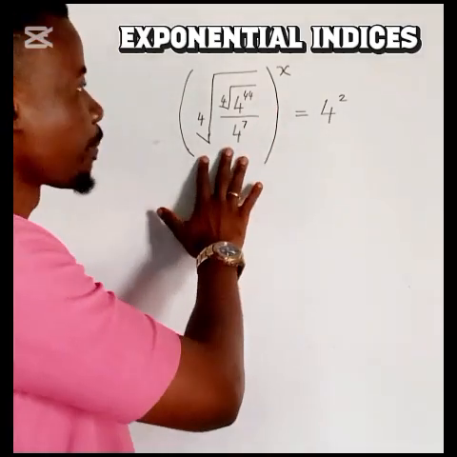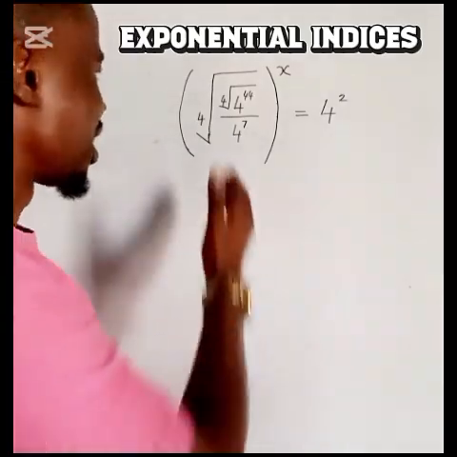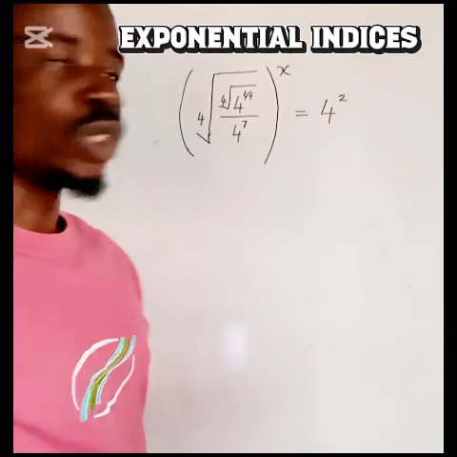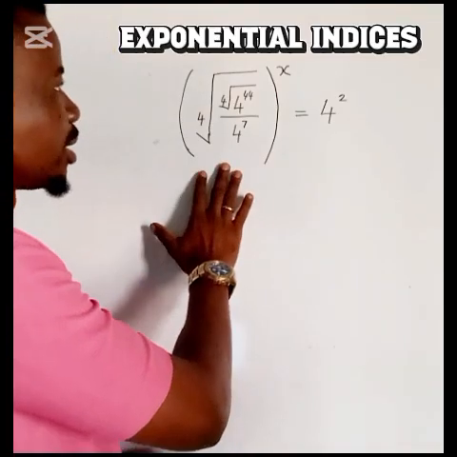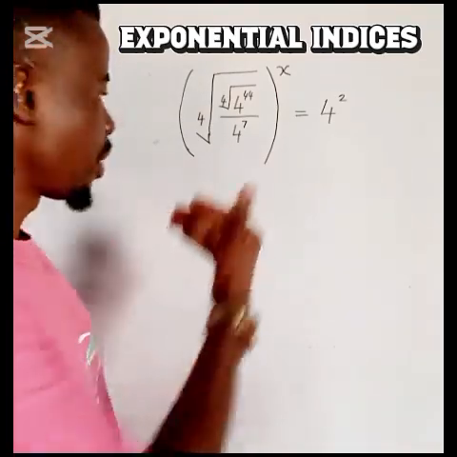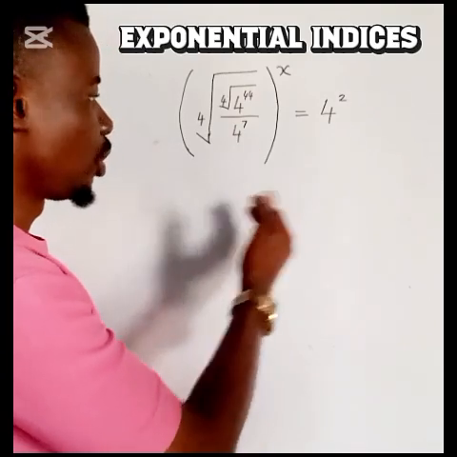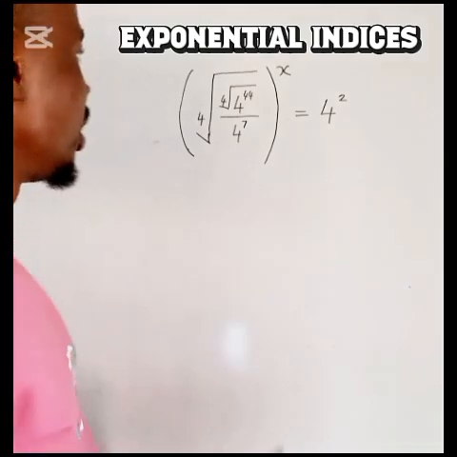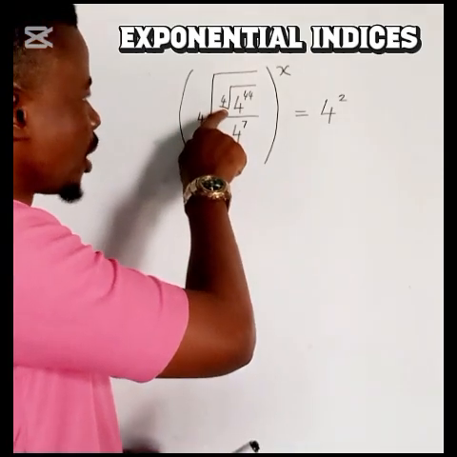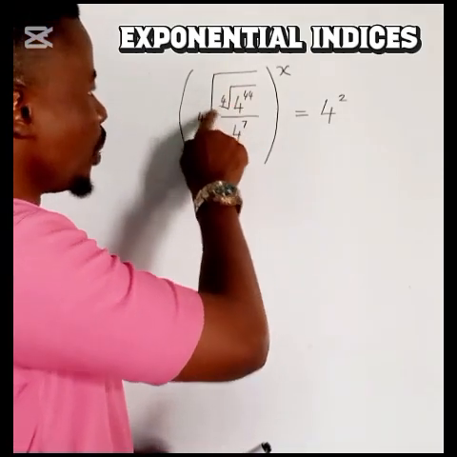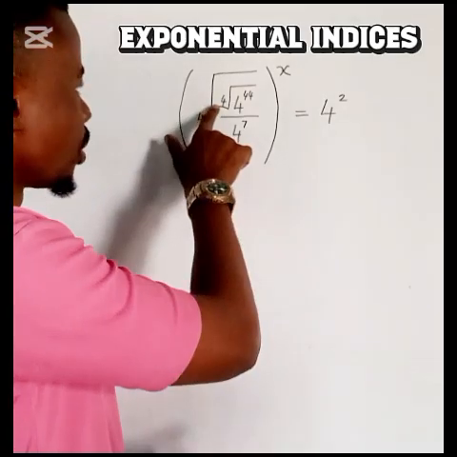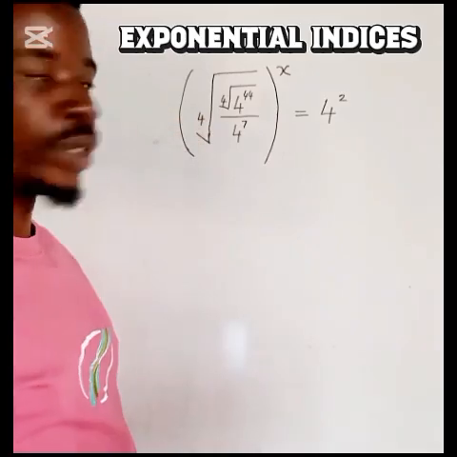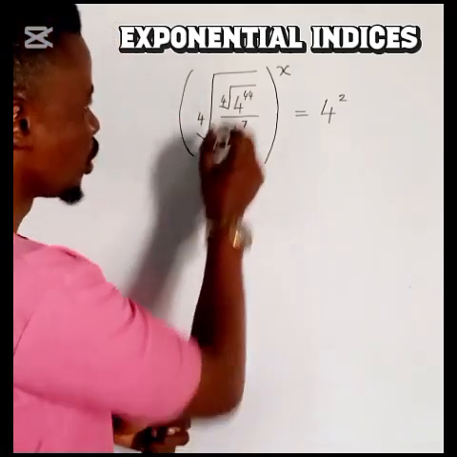If you look at the question, it looks complicated, but with a step-by-step approach, we're going to simplify it. I'm going to be using the laws of indices to solve this question. For every step taken, you're going to see the reason behind it. So pay attention. The first thing we're going to do is to pay close attention to the value inside this expression, the fourth root of 4 raised to the power of 44. How do we simplify it?